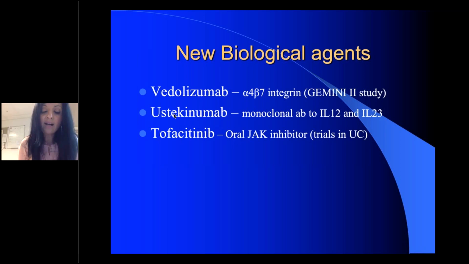Now, the trials are mostly favorable for UC, but we have also been using it in Crohn's patients, particularly those who have Crohn's colitis. Another biological drug is the monoclonal antibody to interleukin 12 and 23, and that's ustekinumab. So that is initially given induction doses as well, and then thereafter subcutaneously by an injection. And again, this is used for refractory Crohn's disease that has failed the anti-TNF drugs. We would then step up to using this.